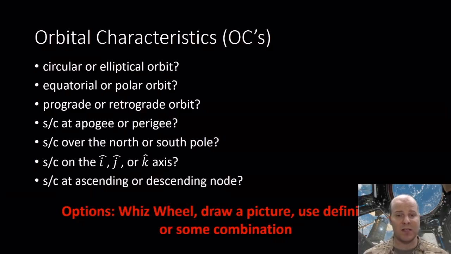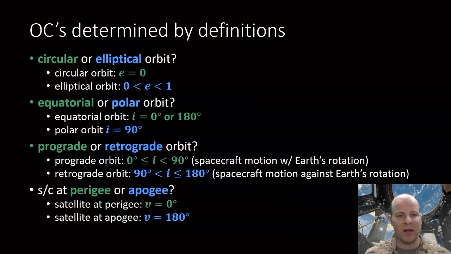And while this might all seem very overwhelming at first, to ask you all these different particular parameters, what you'll find is by using a combination of the whiz wheel, drawing pictures, and using definitions, you can answer these questions just going through them one at a time. So let's talk about the kinds of orbital characteristics that you can determine solely based on the definition.